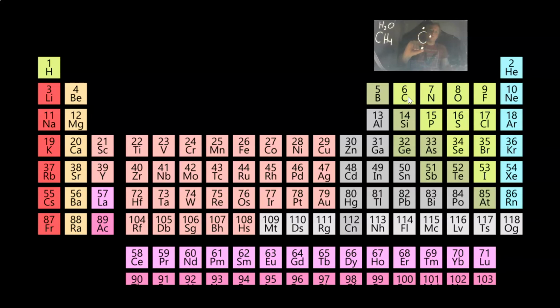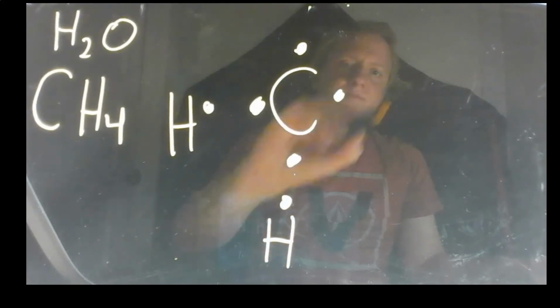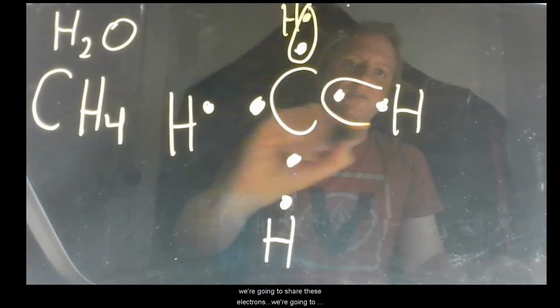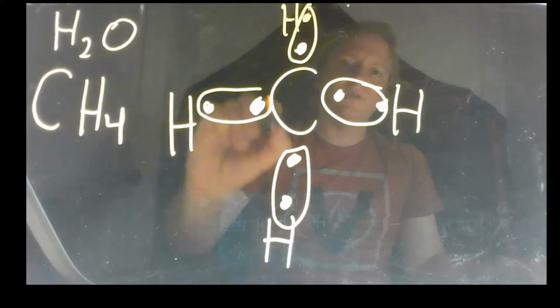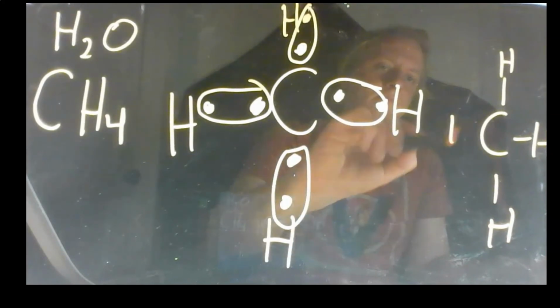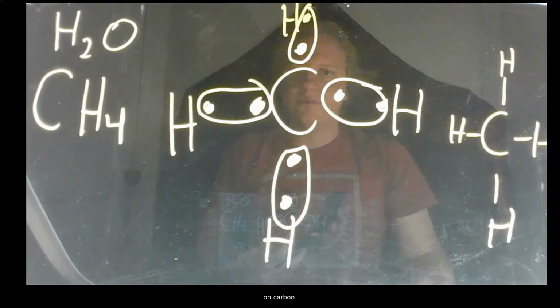This is a reason why carbon is the central molecule in so many different compounds, because carbon can easily bond with a lot of things because it has those 4 valence electrons. So again, hydrogen's got 1. We've got 4 of these hydrogens. Okay, so we're going to share these electrons, we're going to share these electrons, we're going to share these electrons. So the way you draw this is like this. Okay, CH4, 4 covalent bonds on carbon.